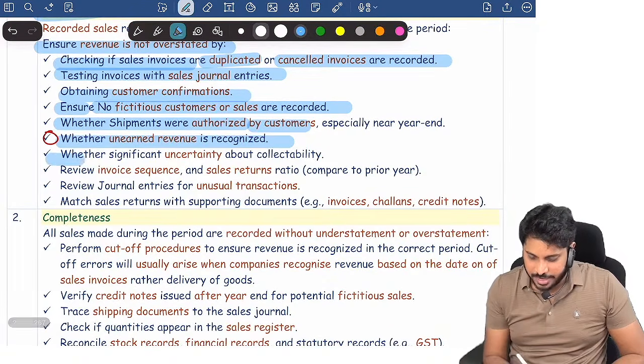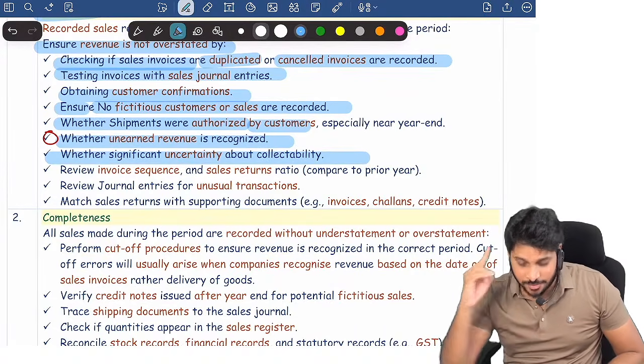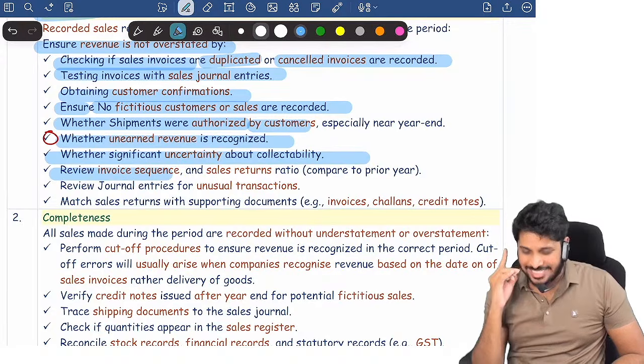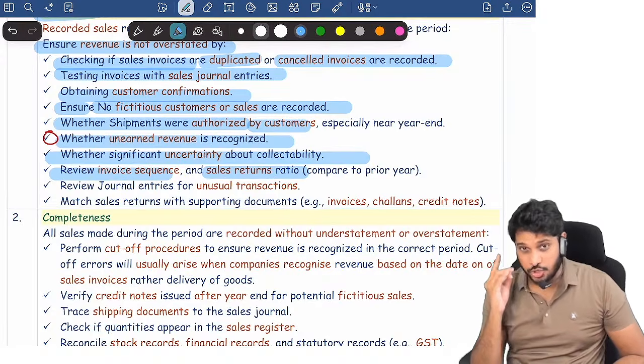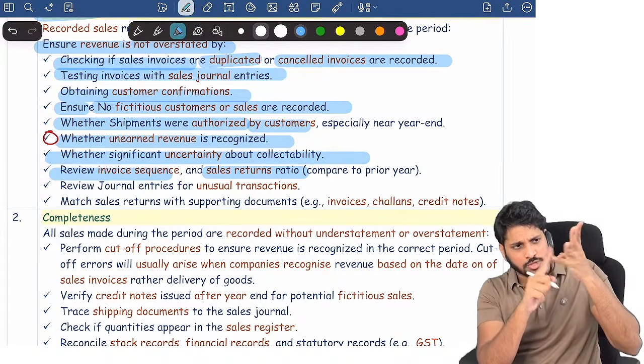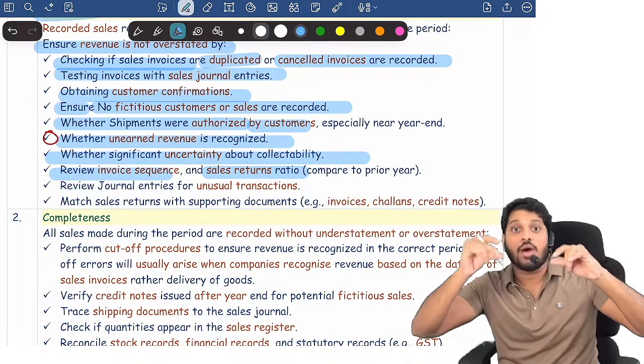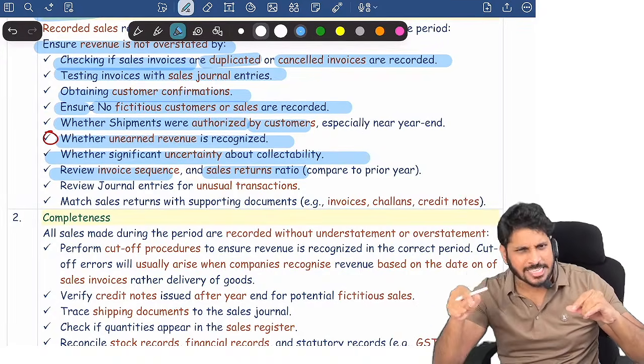Whether there is a significant threat about uncollectability. See whether there is a certainty on the collections. Review invoice sequence and sales returns ratio. Invoice sequence is the most important. Invoice sequence means what? Invoice number 1, 2, 3, 4, 5, 6. That sequence has to be continuing. If there is any missing invoice number, why is it missing? Is it a cancelled sale or what exactly is it?